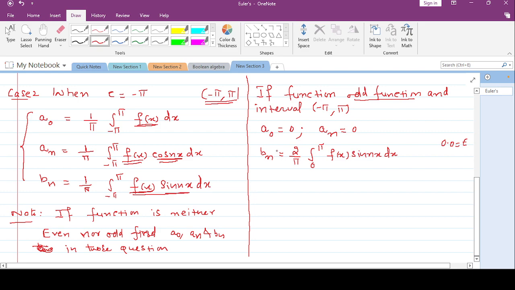So as only b_n survives in case of an odd function, your Fourier series reduces to summation n varying from 1 to infinity b_n sin nx. We use this formula for finding the Fourier series of our function if the function is odd: a naught and a_n are taken as 0, and we just find the value of b_n using this formula, 2 by pi integral 0 to pi f(x) sin nx dx.